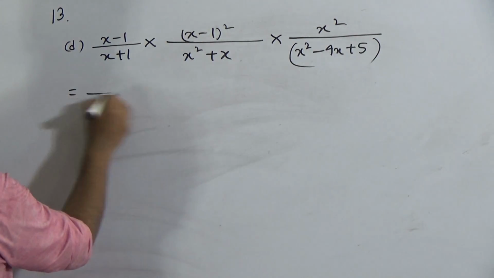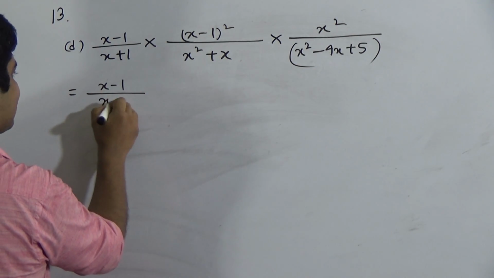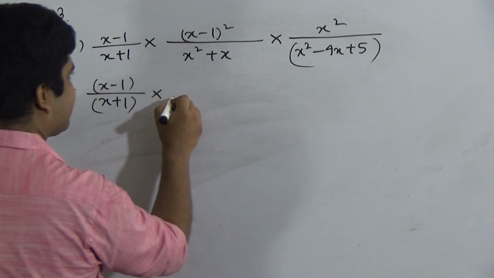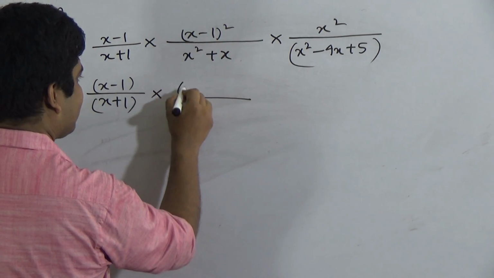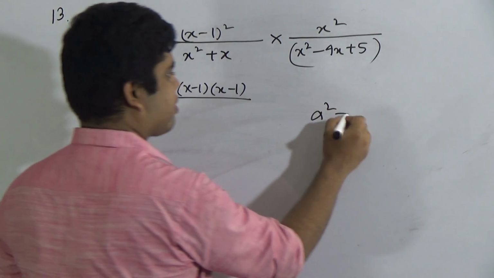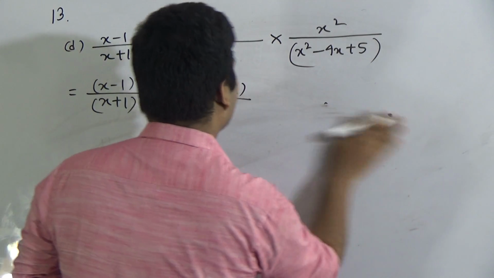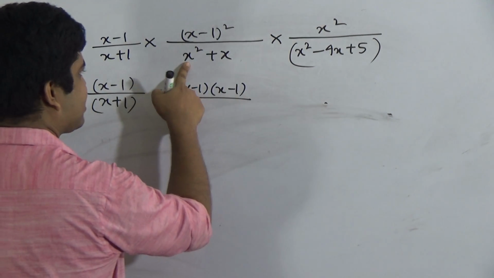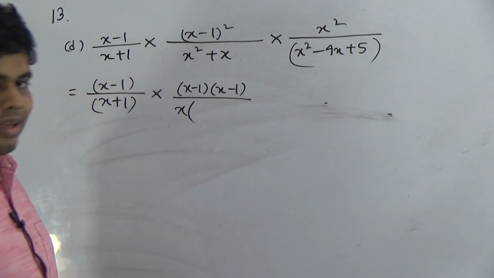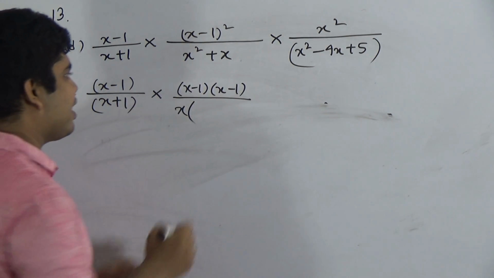Okay, now notice x minus 1 over x plus 1, multiply by x minus 1 whole square, that means x minus 1 into x minus 1, just like a square means a into a. So here x square plus x, that means x is common, common means we divide both numbers by x. If we divide x square by x, then we get x.